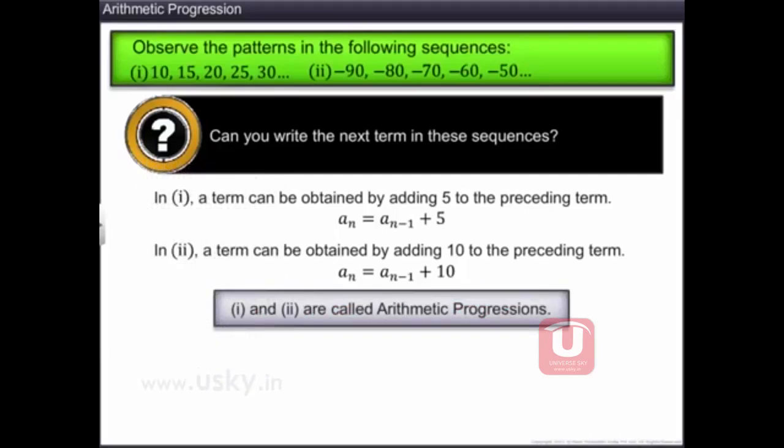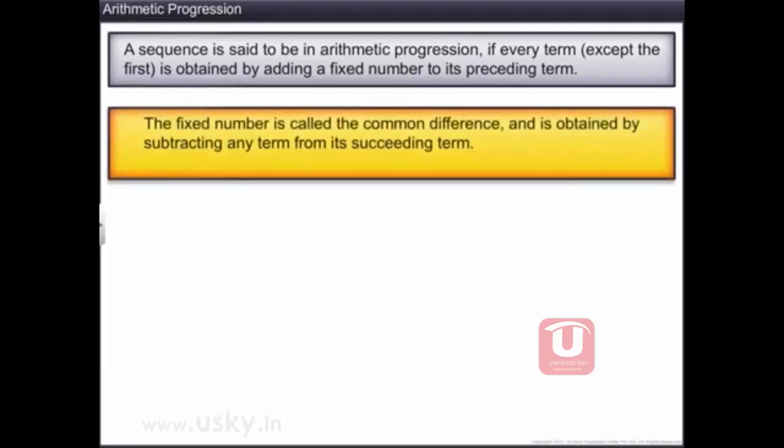Mathematically, a sequence is said to be in arithmetic progression if every term, except the first, is obtained by adding a fixed number to its preceding term. The fixed number is called the common difference and is obtained by subtracting any term from its succeeding term. That is, d is equal to the nth term minus the n-1th term.